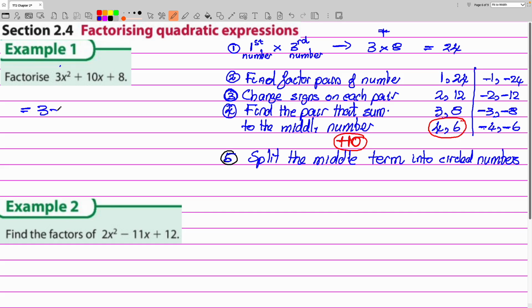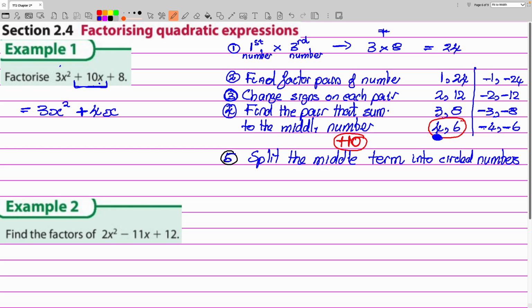Which term did they ask me to change? They asked me to change this term. Now watch very carefully. I'm writing down a plus 4. Where did I get that plus 4 from? There. But it's a plus 4x. Why is it a plus 4x? Because this is an x.